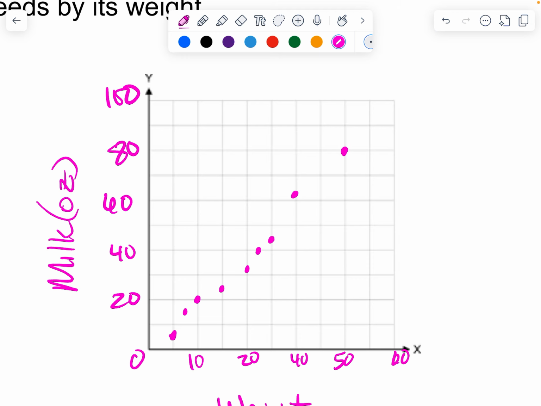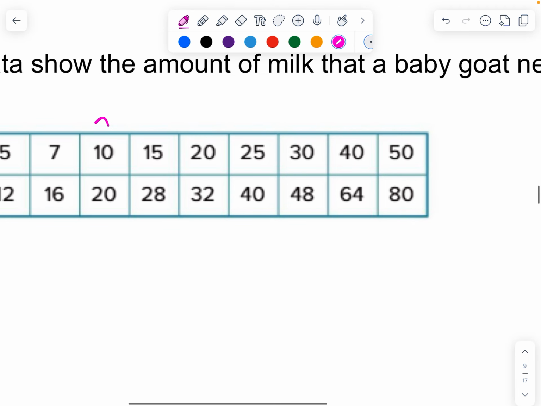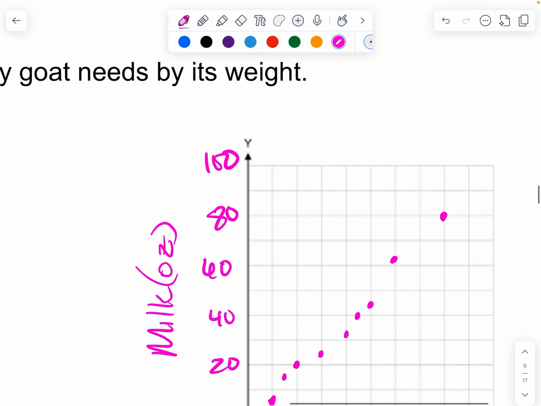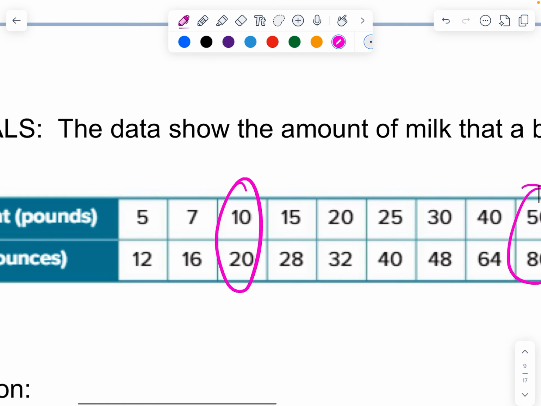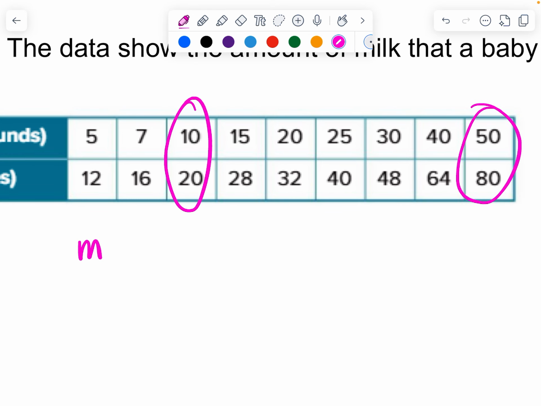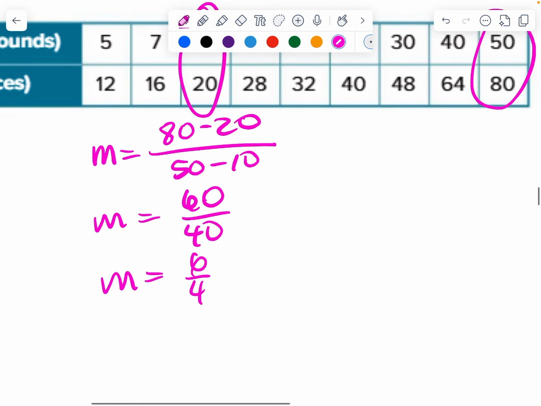Okay. So I'm going to use this data set and this data set. Why? I don't know. Sorry. That would be the line-ish. So I'm going to use those 2 points. Why? They're easy. So my slope would be 80 minus 20 over 50 minus 10. 60 over 40, 6 over 4, which simplifies to 3 over 2, which is 1.5.